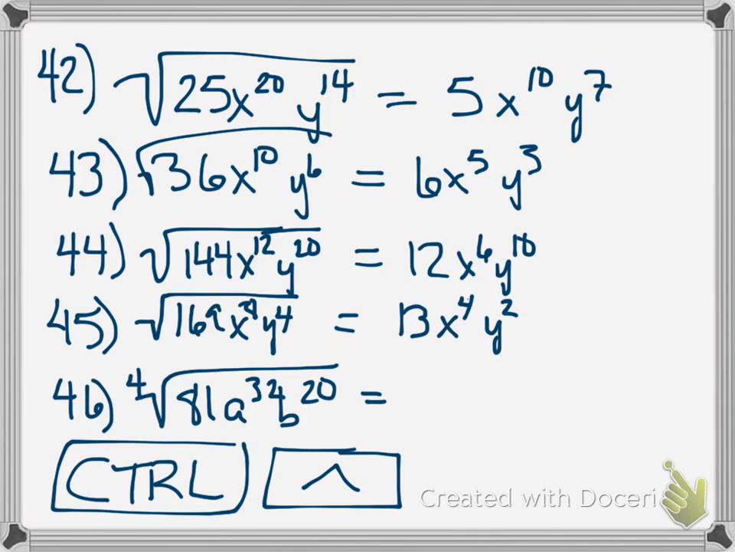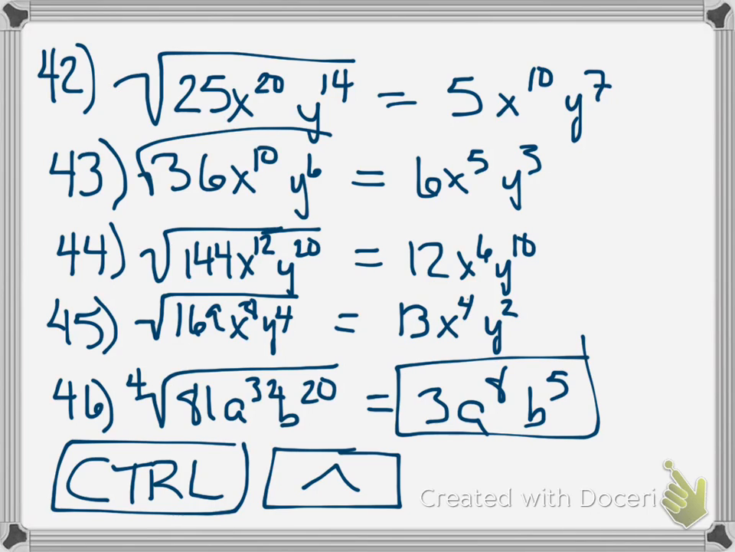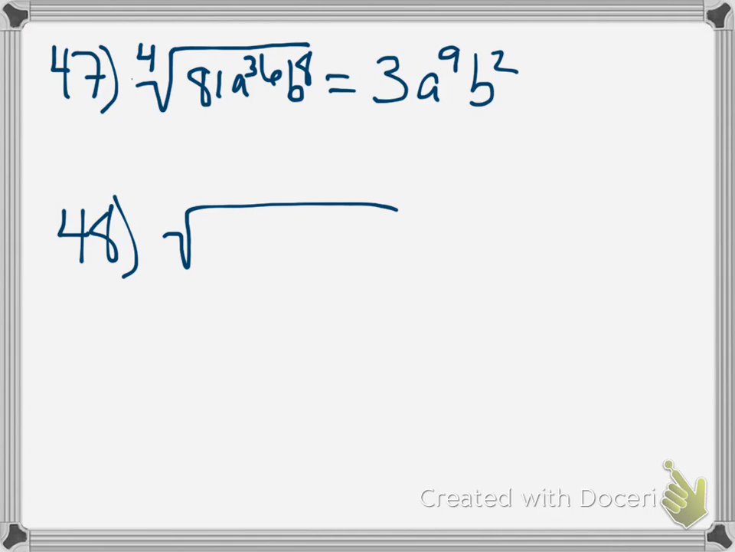Let me get rid of that one. And let's see here. Go like this. 3. And then 32 divided by 4 is 8. And 20 divided by 4 is 5. And that's it for that one. Okay, so those problems you can kind of see. Okay, there's 47, and you can see the same thing.